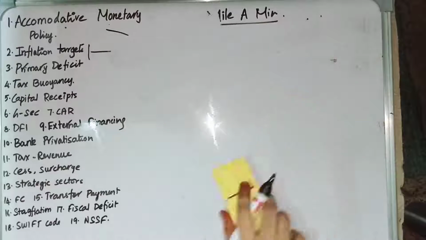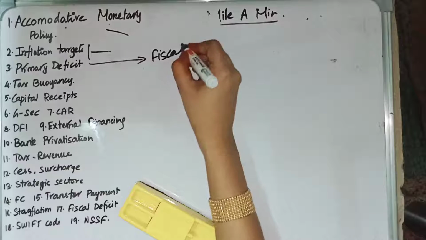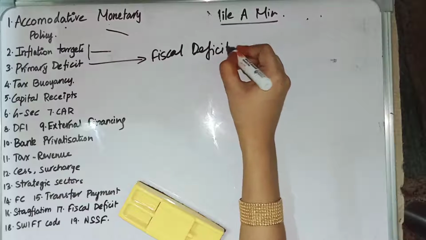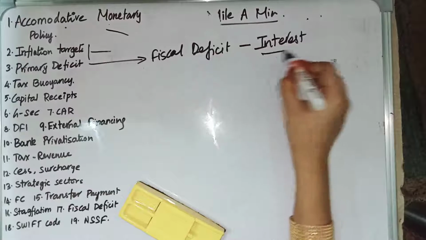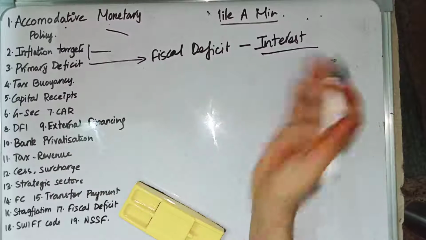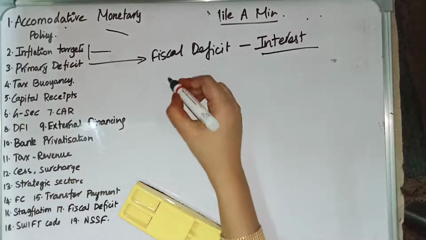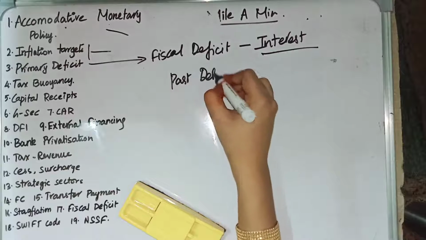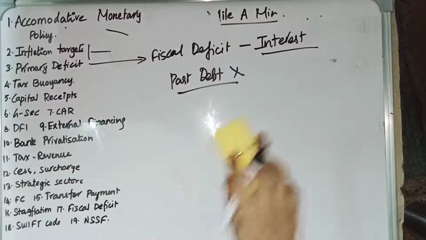Then we have primary deficit. For primary deficit, we have a formula: primary deficit is equal to fiscal deficit minus interest payments. In primary deficit, we subtract the interest payments from the fiscal deficit. So primary deficit is the difference between fiscal deficit and the interest payments. In primary deficit, the burden of past debt is not included. So that is primary deficit: the difference between fiscal deficit and the interest payments, and the burden of past debt is not included in it.